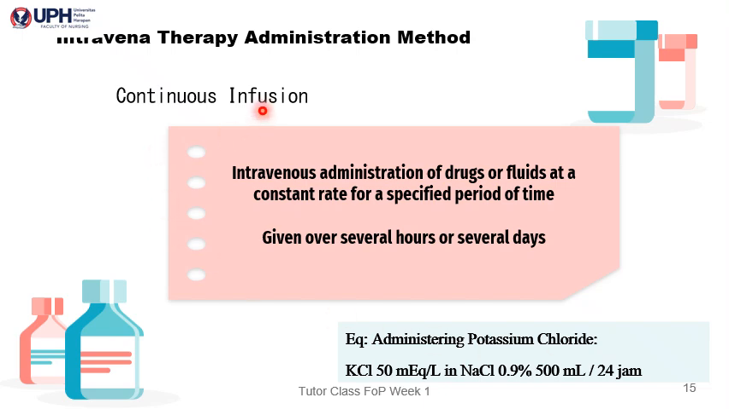The continuous infusion, meanwhile, is a constant rate of infusion that happens over a specific period of time, given over several hours or even several days. For example, we are administering potassium chloride, KCl 40 mEq in a liter of NaCl 0.9% 500 milliliters, almost like 24 hours.